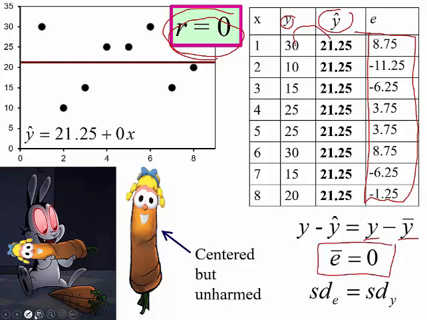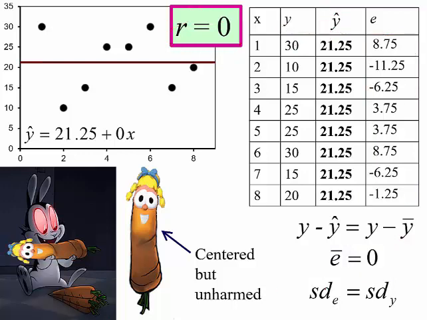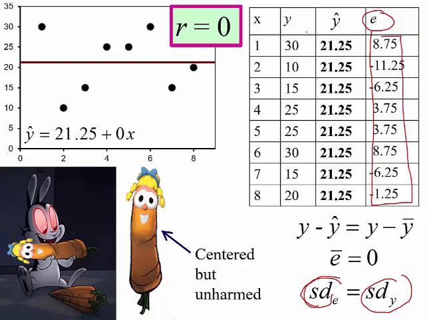Now, let's look at the most important thing here. What about the standard deviation or the variance of this column of errors or these residual scores? In this case, the standard deviation of the errors will be the same as the standard deviation of y. In other words, the standard deviation of this column of numbers will be the same as the standard deviation of this column of numbers, because the distribution of those two columns is identical.